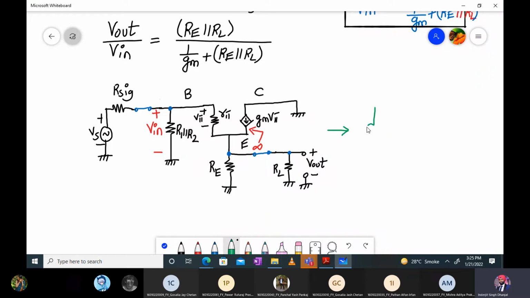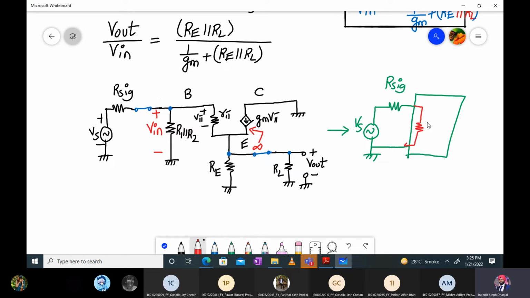So you will have a voltage source Vs, then we have a resistance Rsig, and then we have a system in place. So that's my system. From here we have to calculate Ri of the system. If this is my system, we have to calculate Ri by looking into it. So this is my Ri.